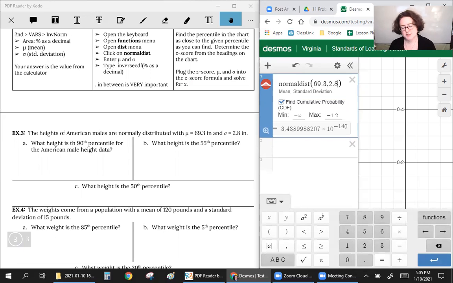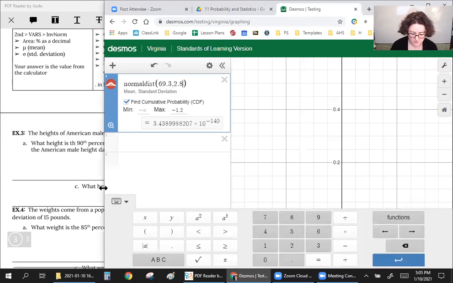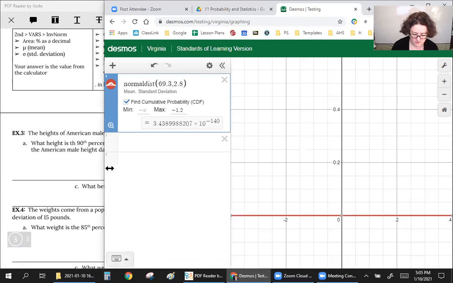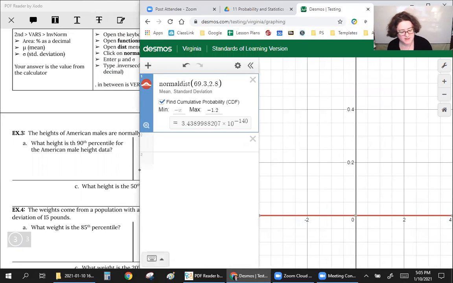Now, here's the kicker. This one's a little different. Let me pull this graph over a little bit so you can see better what I'm typing. There we go. So the question is, what height is the 90th percentile for the American male height data? So somebody who's at the 90th percentile, how tall are they going to be? We already know they're going to be pretty tall because they're going to be on the very high end of that normal curve. But what's actually the number that we have to use for that? So we have to type this in a little differently.